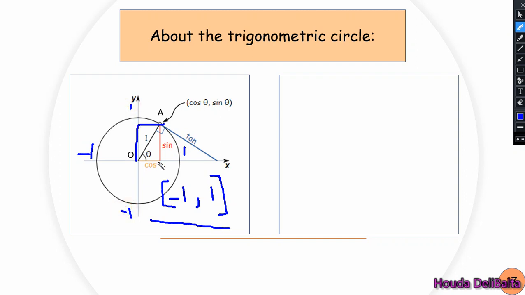Then later we are going to notice this rule, but in case we have it in this quadrant only, then sine and cosine are bounded between 0 and 1. They are positive in this case. And we are going to talk about such stuff in later videos, inshallah.